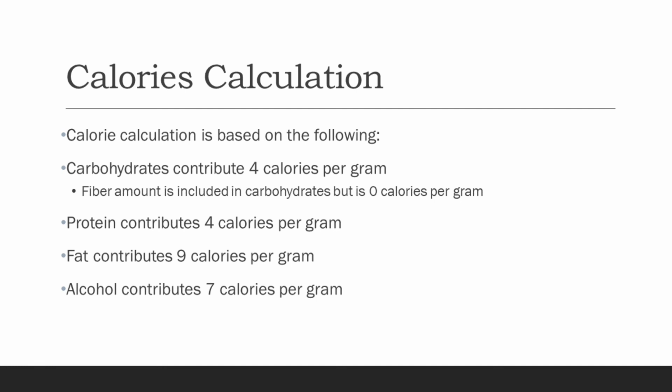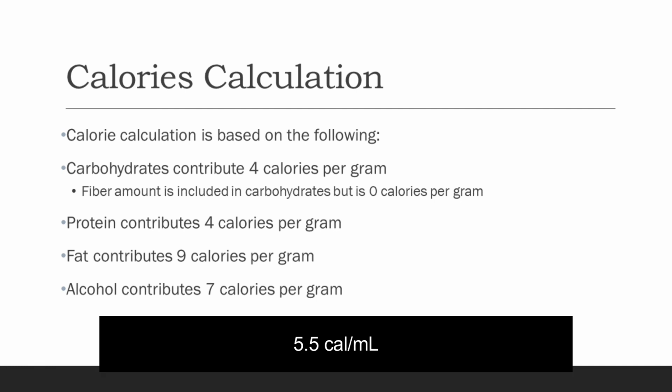Proteins contribute 4 calories per gram, fat contributes 9, and alcohol contributes 7. Alcohol is often reported in terms of percent volume, so you can often estimate the calories that way. Alternately, you can use 5.5 calories per mL.